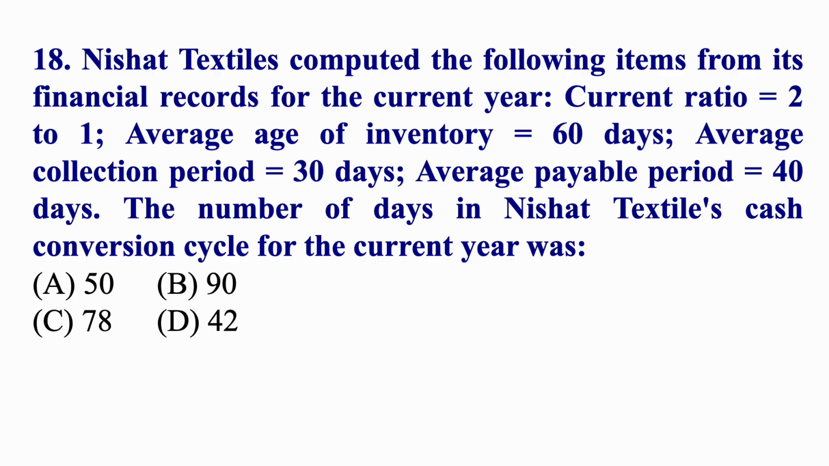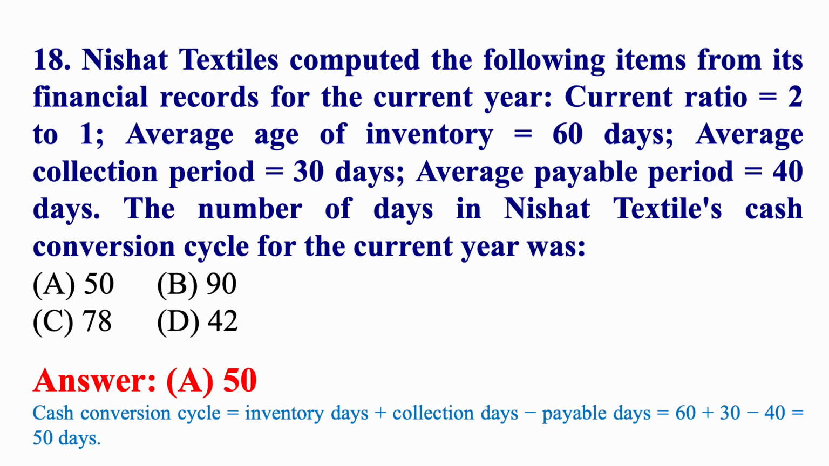Current ratio is equal to 2 to 1. Average age of inventory is equal to 60 days. Average collection period is equal to 30 days. Average payable period is equal to 40 days. The number of days in Nishat Textiles cash conversion cycle for the current year was 50.